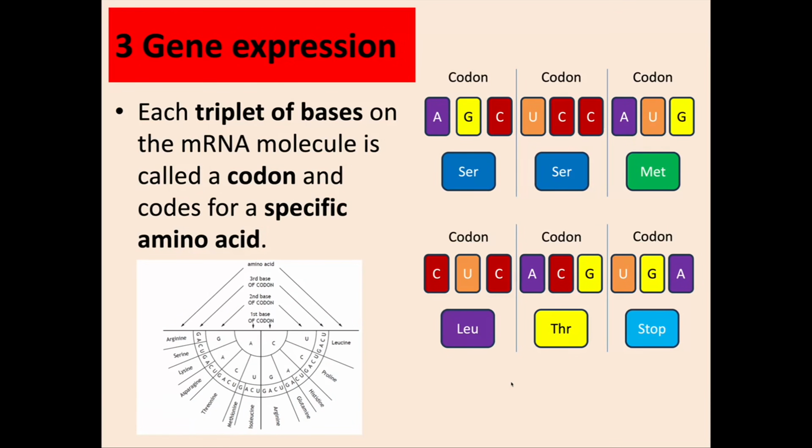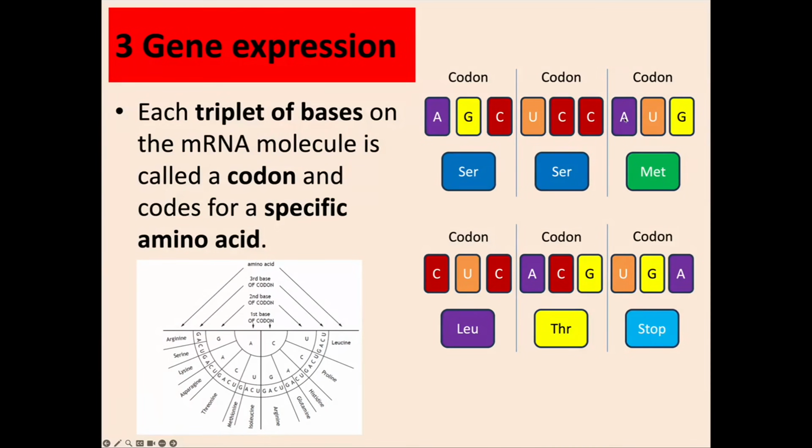Now, we're going to use a couple of different words to describe the base sequence on RNA, and this is an important one to remember. Each triplet of bases, each three bases on the mRNA molecule, is called a codon. So you can see from, again, my funky homemade diagrams there, we've got A, G, and C, that's a codon.